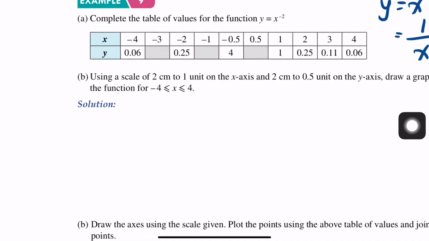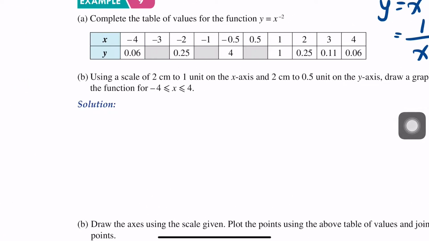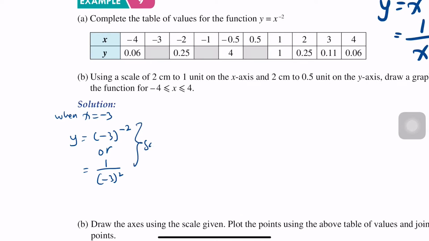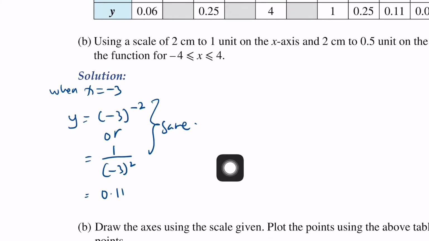So let's fill in the blank first. When x equals negative 3, y, you can either write it as negative 3 power of negative 2, or you can write it as 1 over negative 3 power of 2. Both of these are the same. So your answer is 0.11.